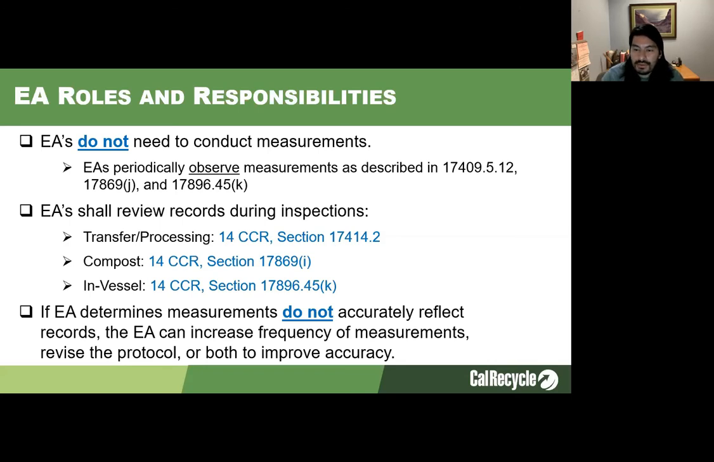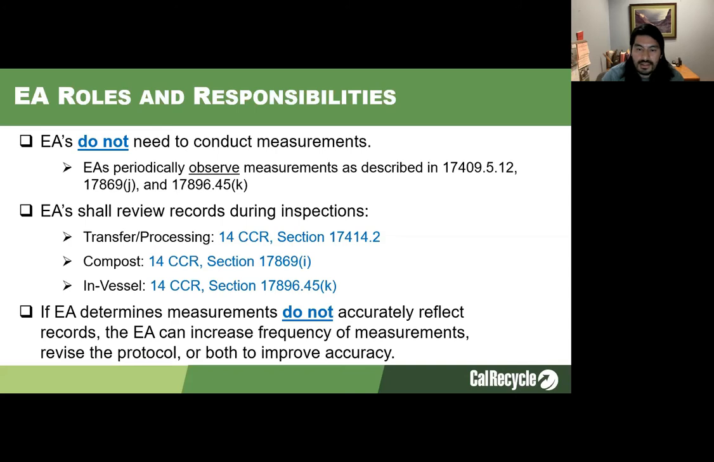The EA can also conduct periodic direct observation of those measurements. The observations are to be conducted at a frequency determined by the EA to ensure that the measurement is done in a manner consistent with the regulations. So the language is the same for each of those sections that we just covered.